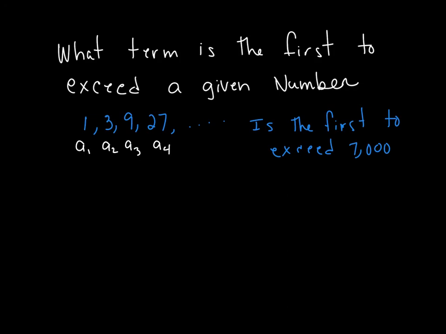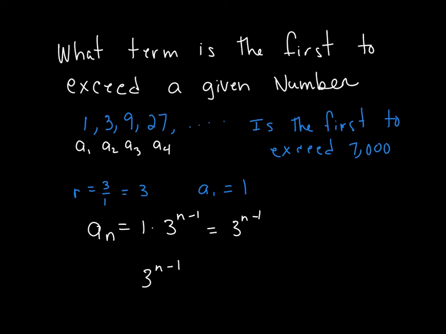The first thing you need to do is write the explicit rule. In order to do that, we find our ratio. Our ratio is 3 over 1, or just 3. A1, as we already listed, is 1. So our explicit formula is a sub n is equal to 1 times 3 to the n minus 1, or just 3 to the n minus 1. What we actually want to know is, when is 3 to the n minus 1 greater than 7,000?